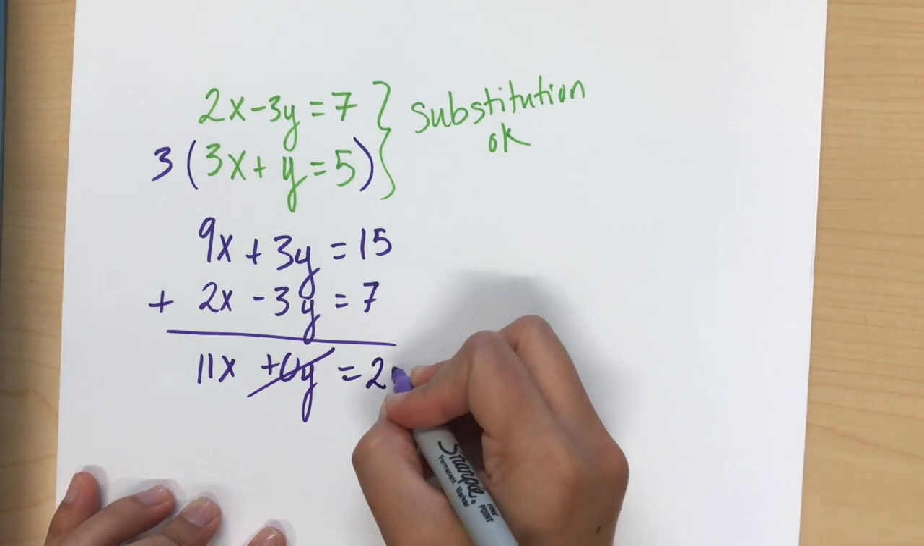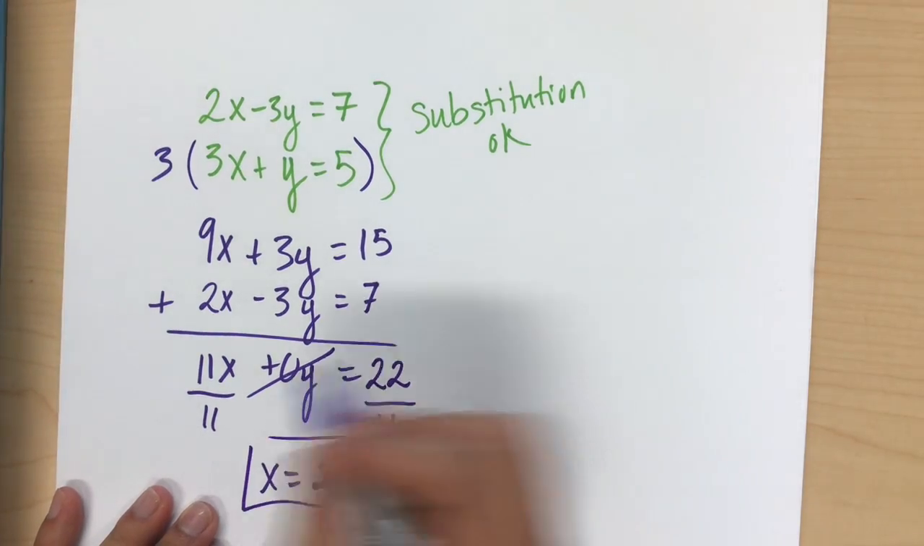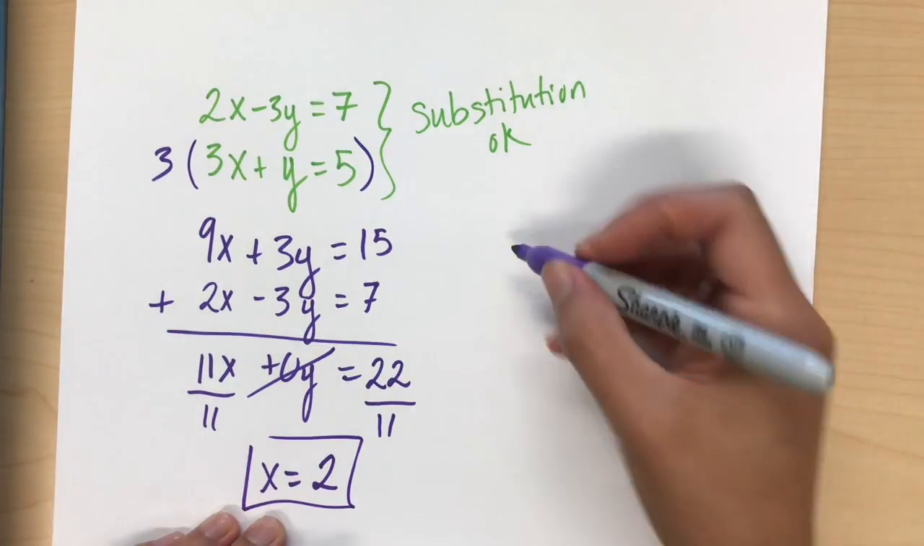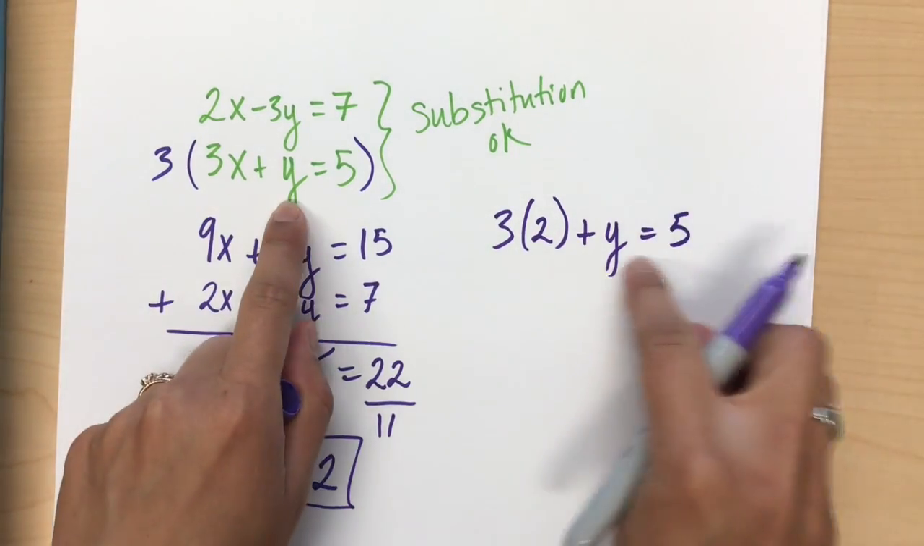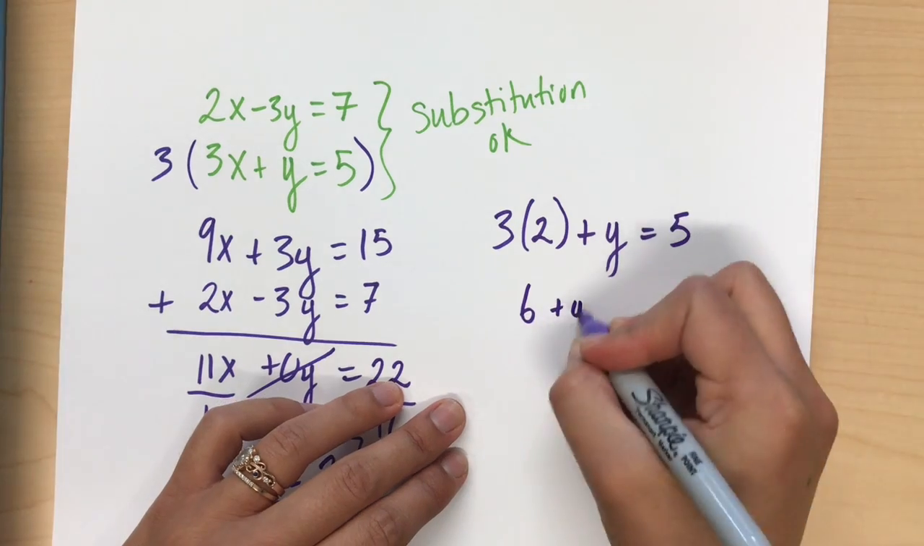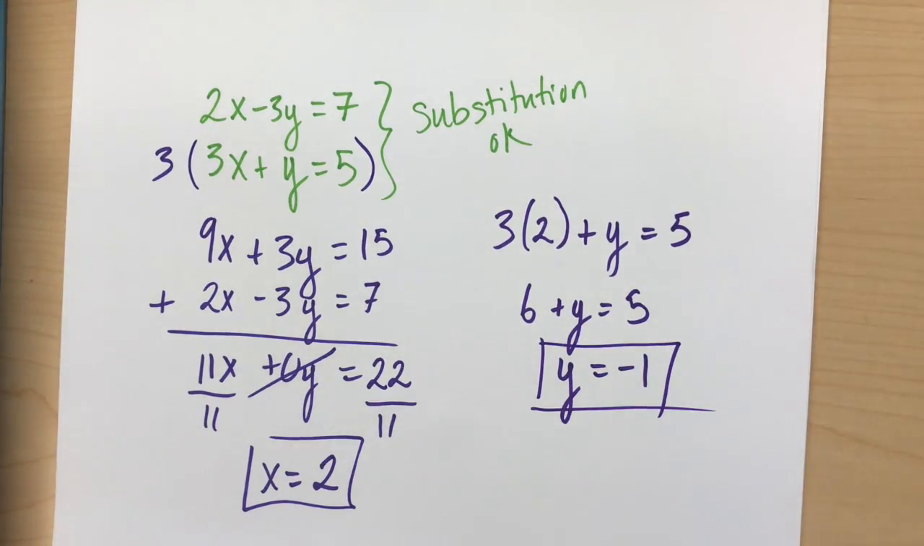That's good, that's your goal, right? And then I get 22 on the other side. I just divide by 11, and I get x equals 2. And then I'm going to take that answer for x and plug it into one of the above equations. It doesn't actually matter which one. I'm going to choose the bottom one. So I get 3 times 2 plus y equals 5. And then if I solve for y, I end up getting y is equal to negative 1. Now I can write this as an ordered pair, which I'll show in a moment.